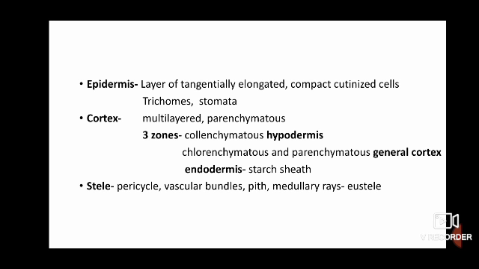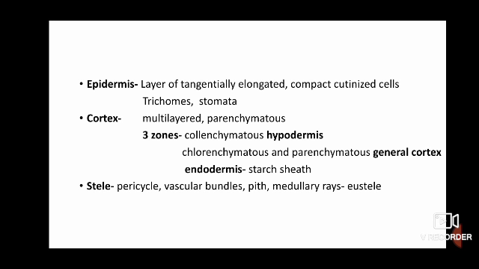The hypodermis here is collenchymatous. It is made up of collenchyma cells. Then there is a general cortex which is chlorenchymatous and parenchymatous. Partly it is made up of chlorenchyma and partly parenchyma. Innermost layer of cortex is endodermis, which is also called as the starch sheath.